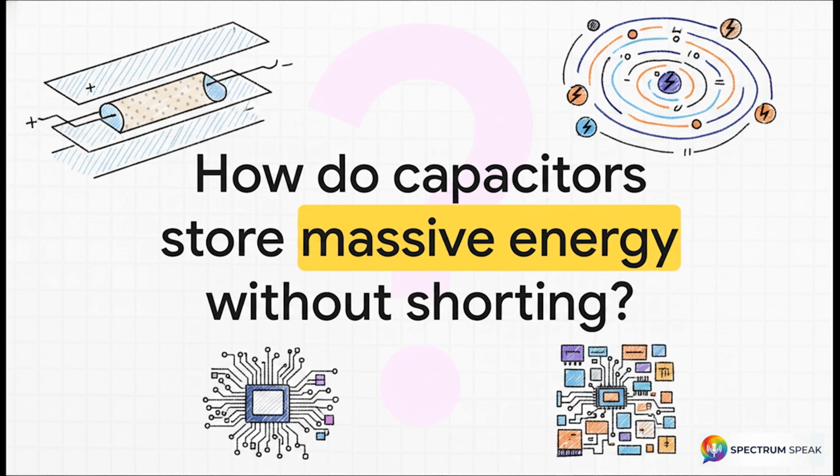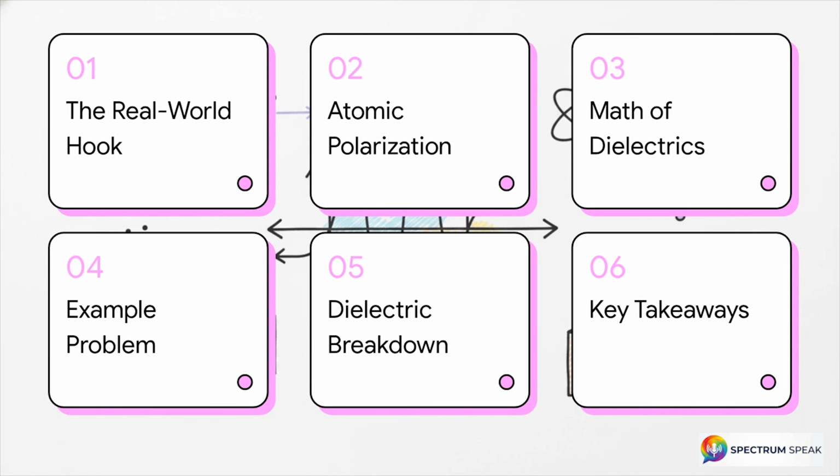See, the higher the dielectric constant, the more charge you can store, and the smaller you can make your entire circuit. By the end of this explainer, you're going to walk away with a rock-solid, practical intuition of exactly how this works, right down to the math. Okay, let's dive into this.